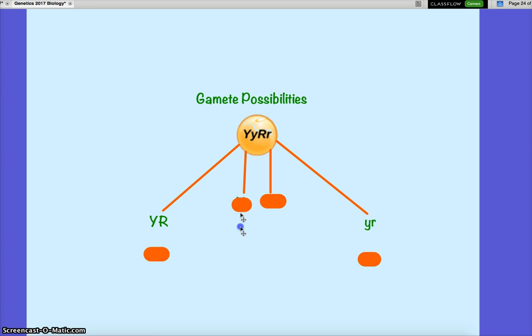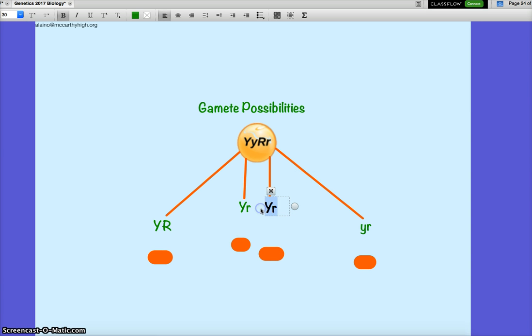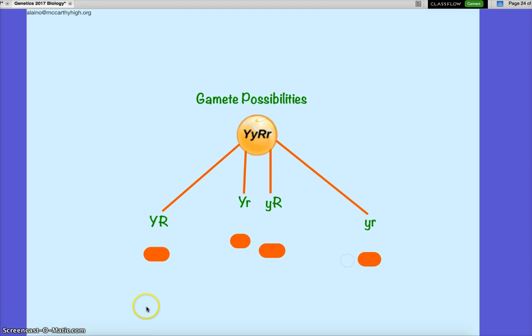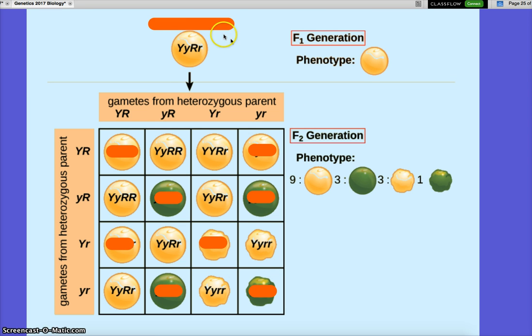Big Y, little r. Good. And? Little y, capital R. Perfect. And that's not even there, but it should say that. So it would be little y, capital R for the last one. These are the parents, right?